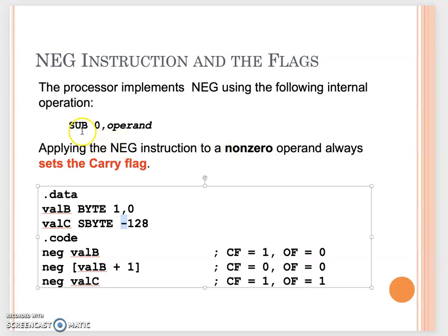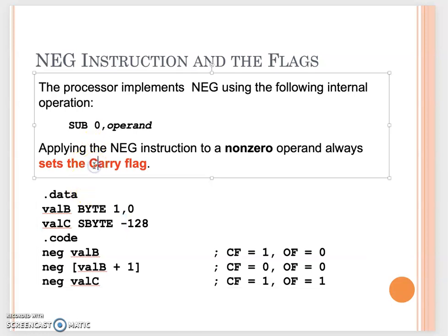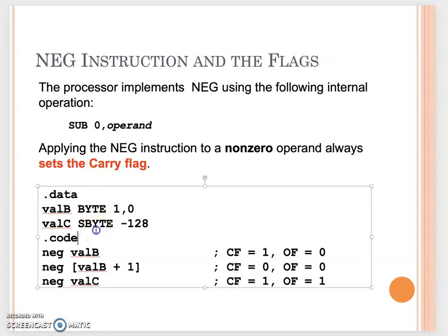But you see, if 0 is subtracted from 0, then the result is just 0. So that's why it doesn't set the carry flag. So that's the example we see again for NEG. We have the byte array B, we have 1 and 0. Then we have signByte, which is negative 128.